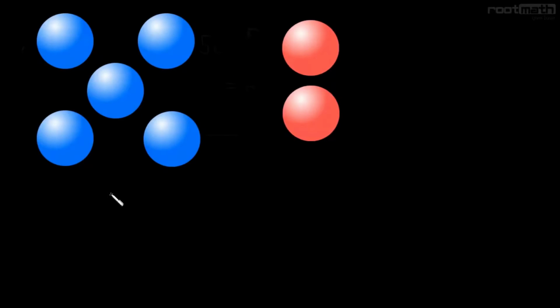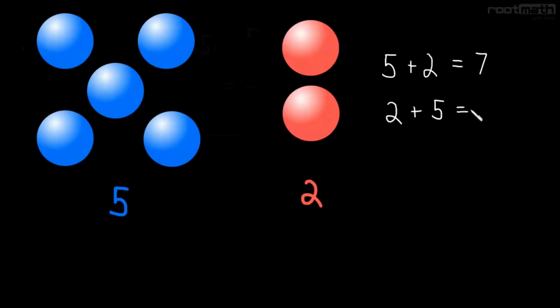We have two groups of marbles on screen, 5 blue marbles and 2 red marbles. And if I asked you to tell me how many total marbles there are, some of you might write, well, there's 5 blue ones plus 2 red ones, so there's 7 marbles in total. But some of you might start counting with the red, and you'd say there's 2 red ones plus 5 blue ones, which still gives you a total of 7 marbles.